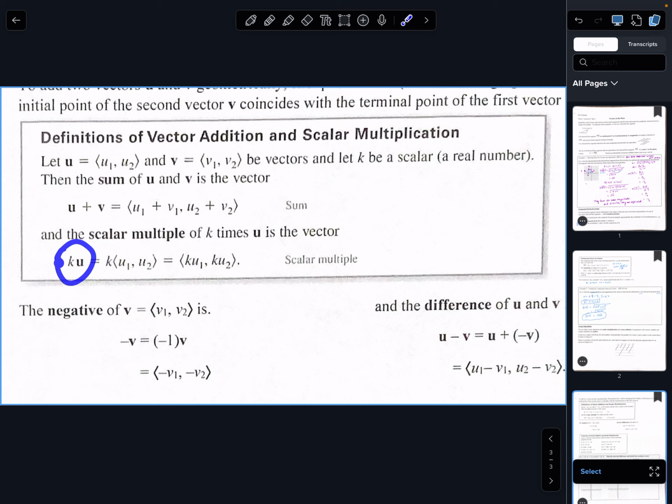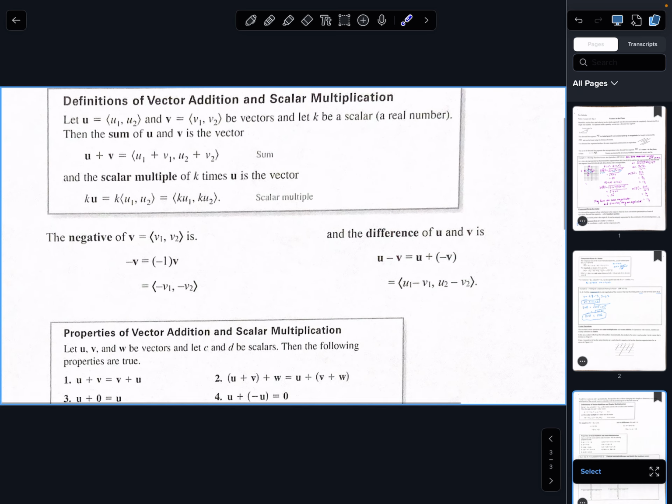When you find a scalar multiple, such as when we were looking on the last page, times 1/2, times 2, times negative 1.5, all you need to do is take what you want to multiply and take each component times it, and that will adjust the vector accordingly. That is a scalar multiple. The negative of a vector is basically a scalar of -1, and you change the signs on both of the components.